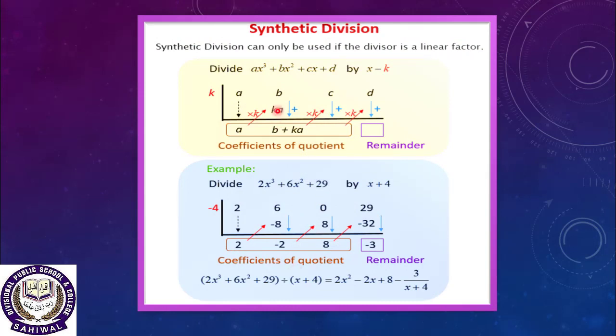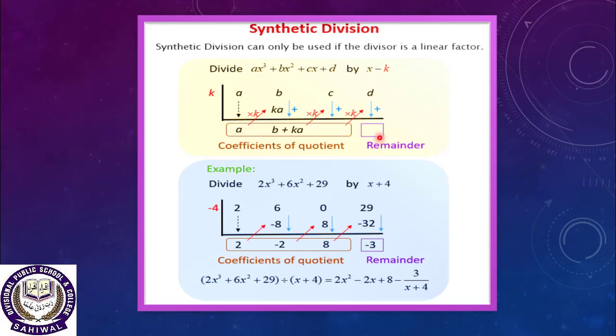Again, the synthetic division can only be used if the divisor is a linear factor. If we want to divide a polynomial, the coefficients of the polynomial are written in the descending order of the exponents of the variable, and we change the sign of the constant term in the divisor.